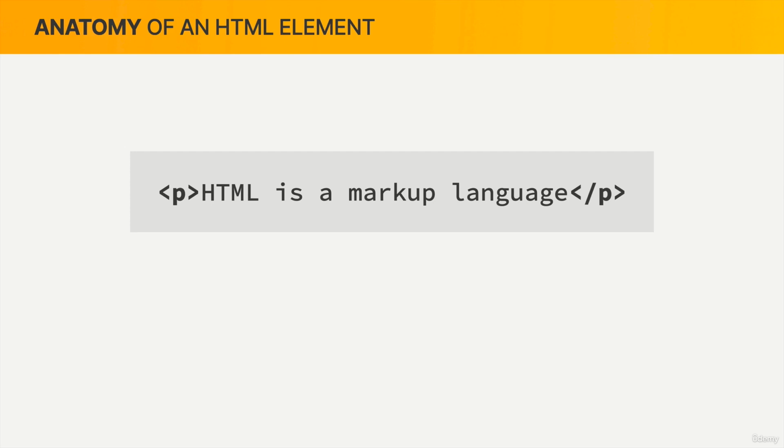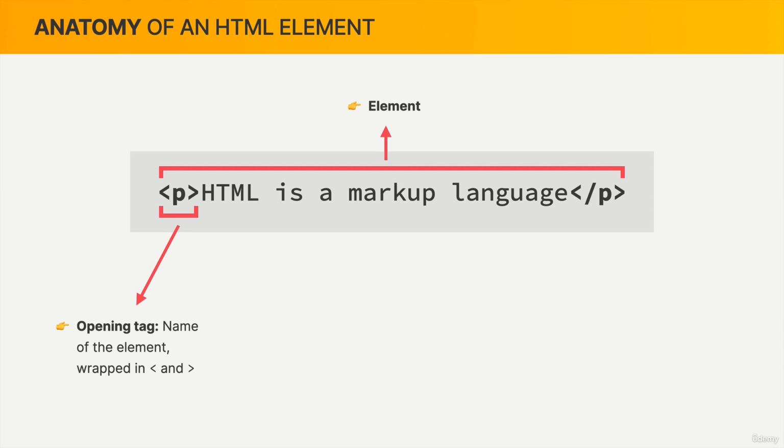Again, we are looking at the paragraph element here, as you can see by the P. And all of this here is actually the element itself. Now, an HTML element is usually made up of three parts. First is the opening tag, which is the name of the element. So in this case, it's the P, wrapped in the less than and the greater than symbols. Probably they have some other names, but that's how I like to call these symbols. So it's less than, P, and then greater than.